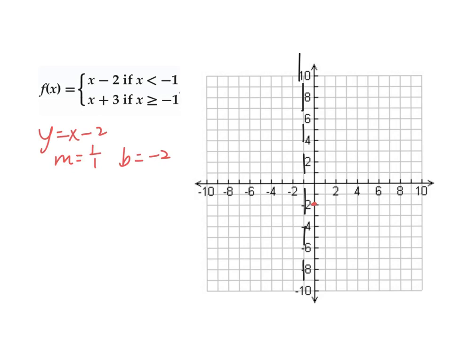Now this is technically on the wrong side of my boundary, right? Because this equation is less than or equal to -1. Well, this is greater than -1. What we do is we graph the line like normal, and you can either chop it off, and I'm going to show you how to do that, or you just only graph it on the left side of this line, x equals -1.